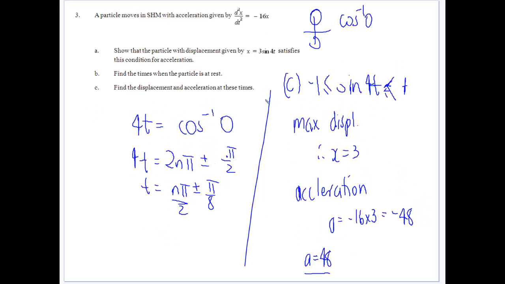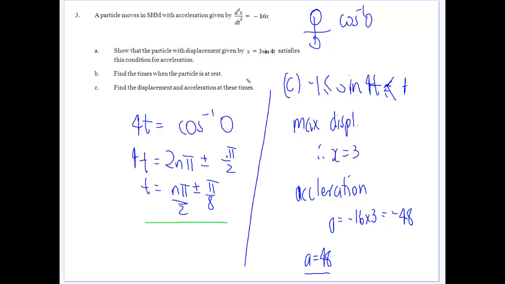So again, we can look at the idea: there's that function again. There's another way of looking at it: 4t equals inverse cos of 0, which is 2n pi plus or minus pi on 2, which gives us the time being exactly the same. Displacement at these times: well, again, what's our greatest displacement?